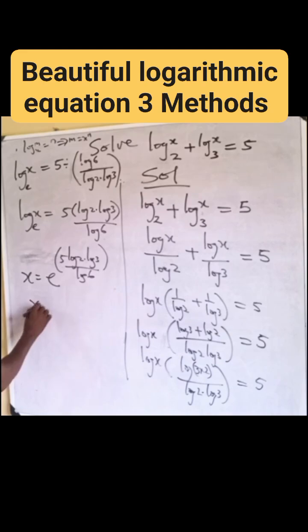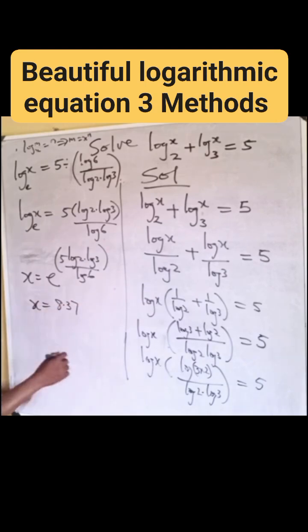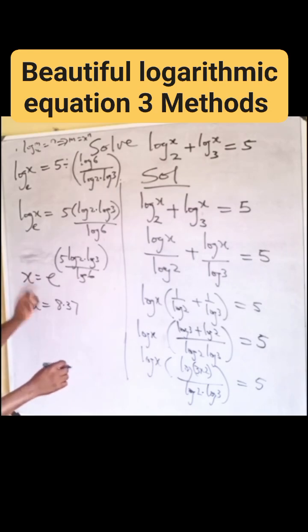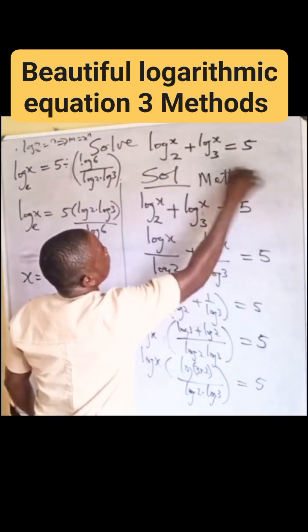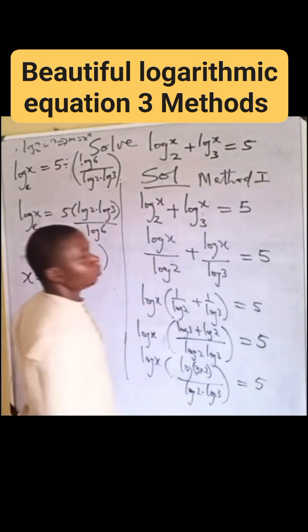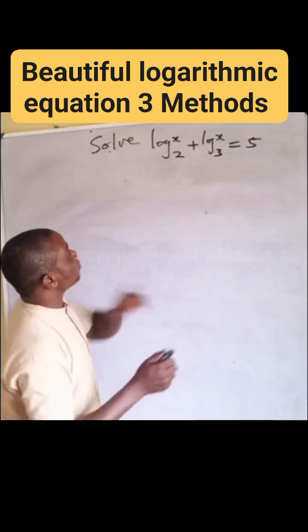And if you press this in the calculator, this will give us x to be equal to 8.37. And this is what I refer to as method 1. So please, happy learning.